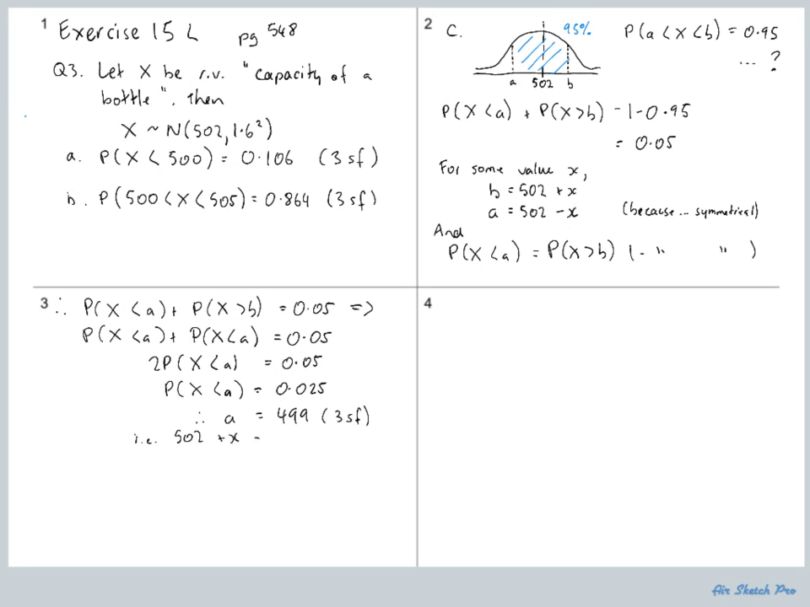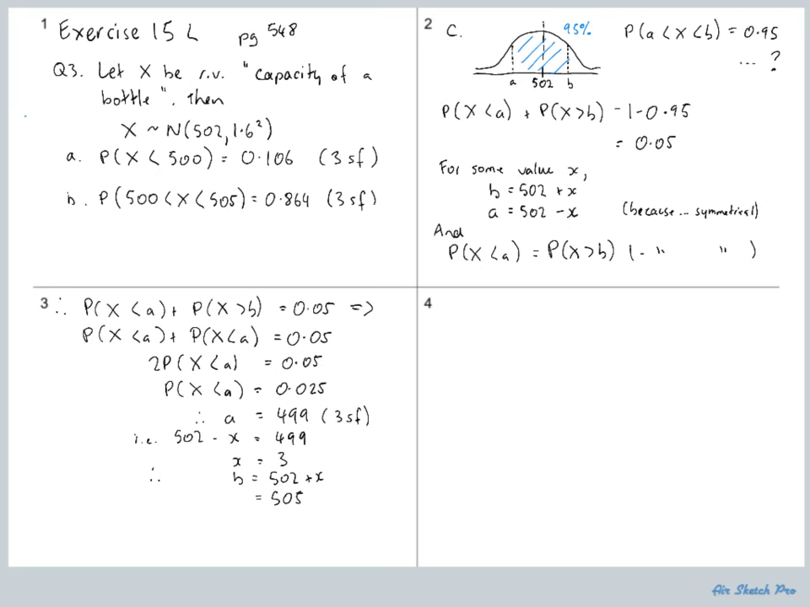502 plus X is equal to 499 minus X. Okay, so that's from slide 2 there. And that means that X is equal to 3. Therefore, B, which is 502 plus X, is equal to 505 mils. And then we're done.